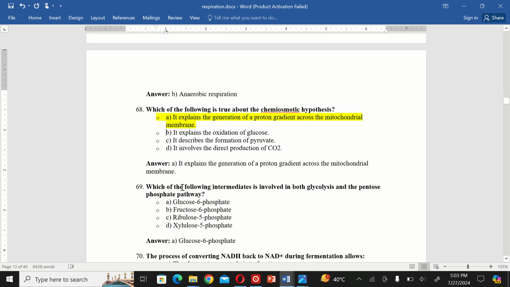The next MCQ is: which of the following intermediates is involved in both glycolysis and the pentose phosphate pathway? A. Glucose 6 phosphate, B. Fructose 6 phosphate, C. Ribulose 5 phosphate, and D. Xylulose 5 phosphate. So the correct option is A.